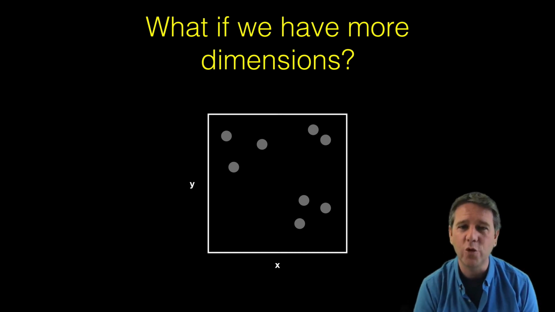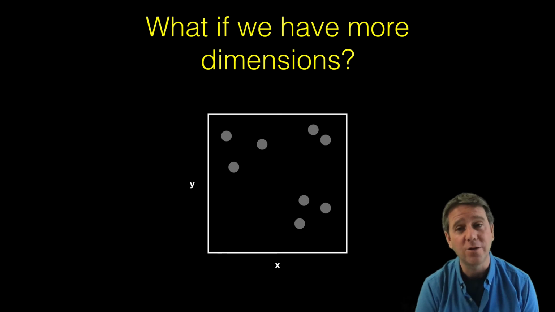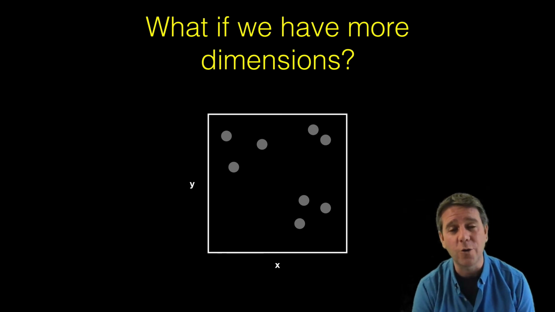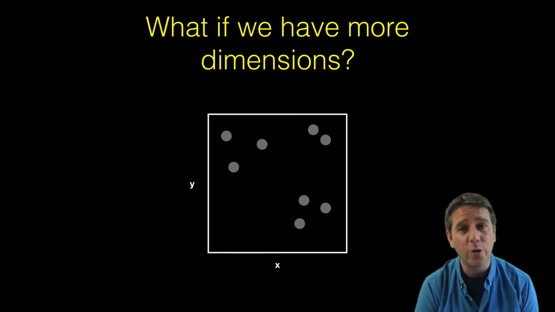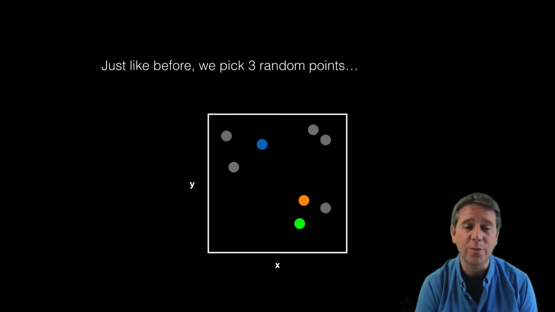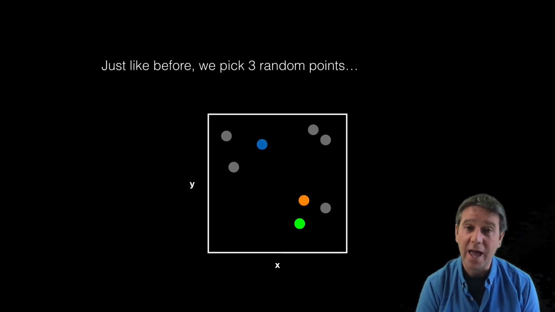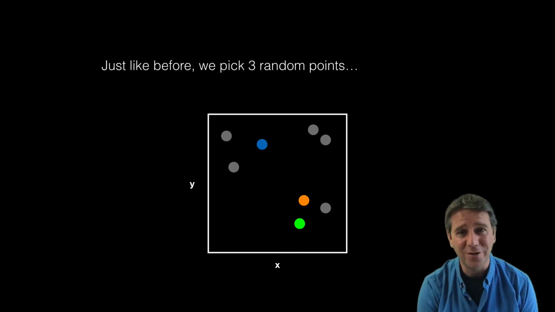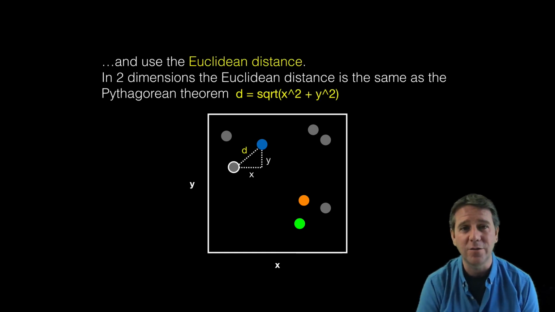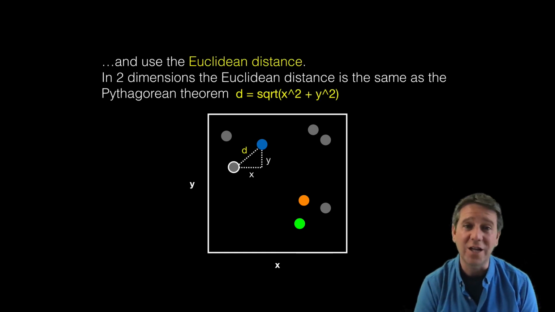Okay, so that was one dimension. What if we had more dimensions, such as 2 dimensions, like shown here in this classic kind of X and Y plot, where we have our gray points to be clustered? Well, just like before, we pick 3 k starting points, our k=3 in this case, so we pick 3 points at random and use these as our initial cluster representatives. Then we use the Euclidean distance.